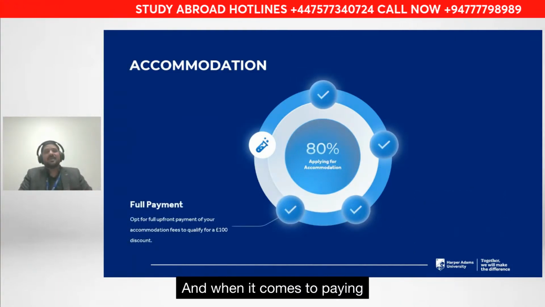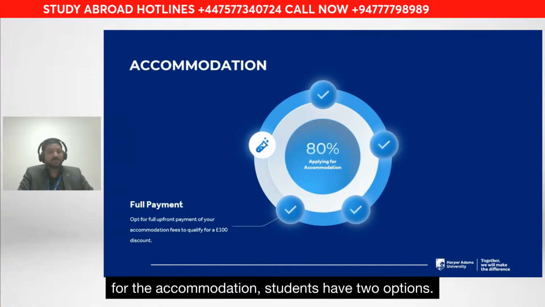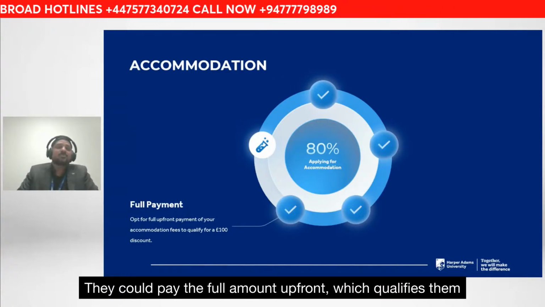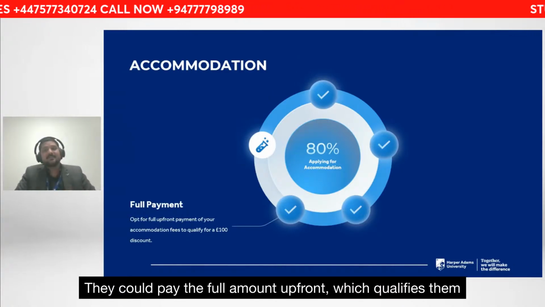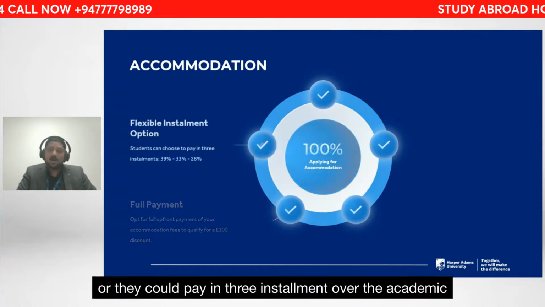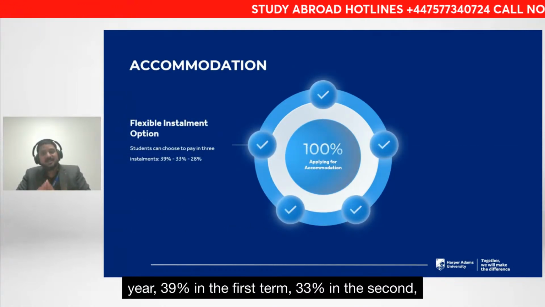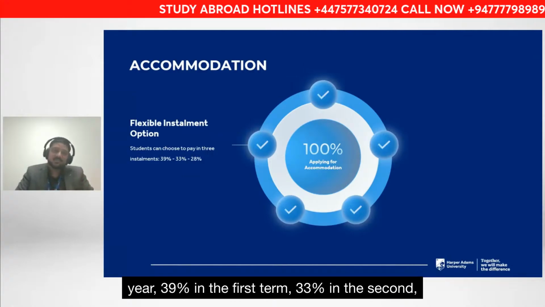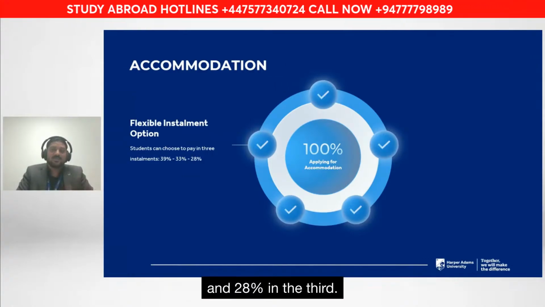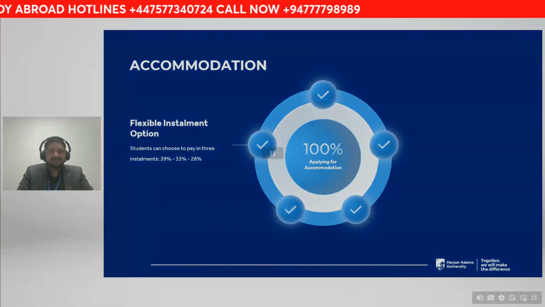And when it comes to paying for the accommodation, students have two options. They could pay the full amount upfront, which qualifies them for a £100 discount, or they could pay in 3 installments over the academic year, 39% in the first term, 33% in the second, and 28% in the third.